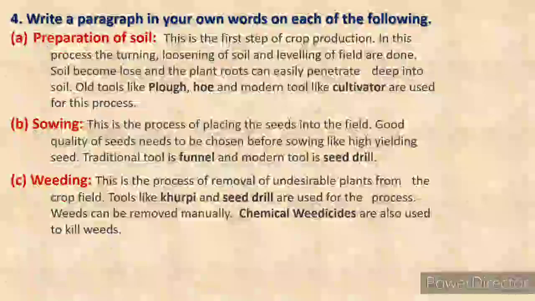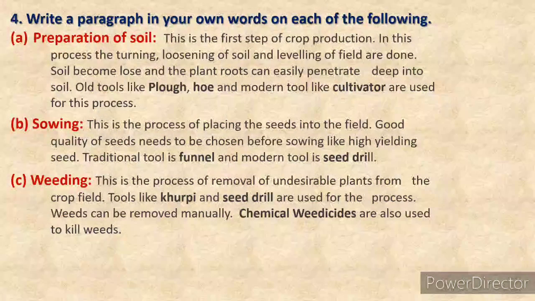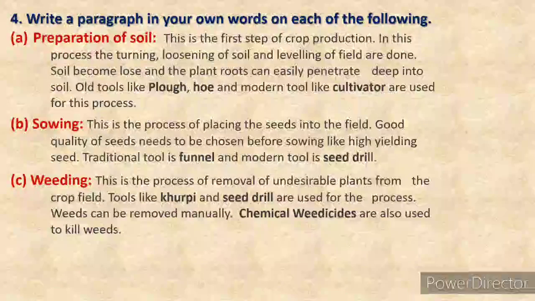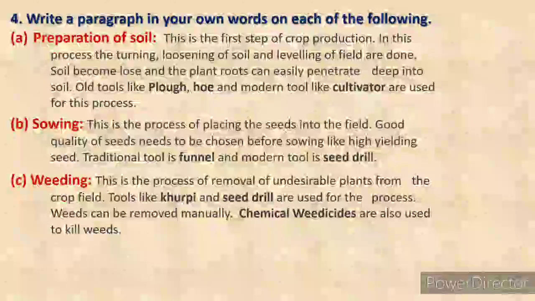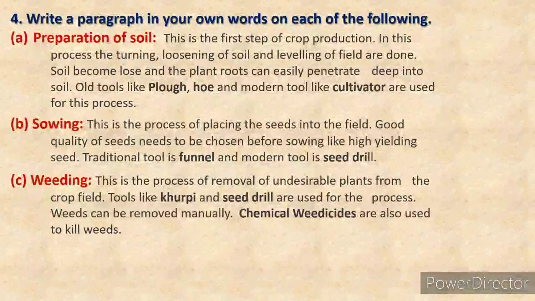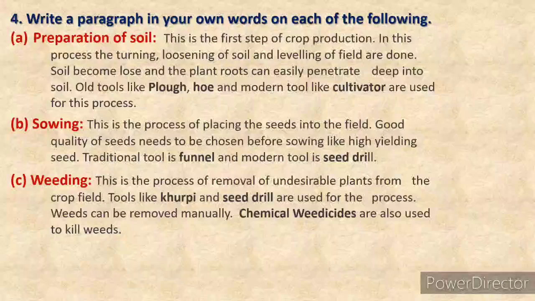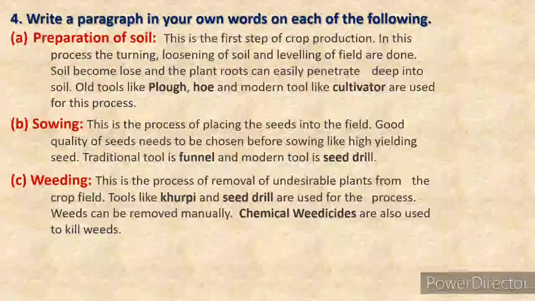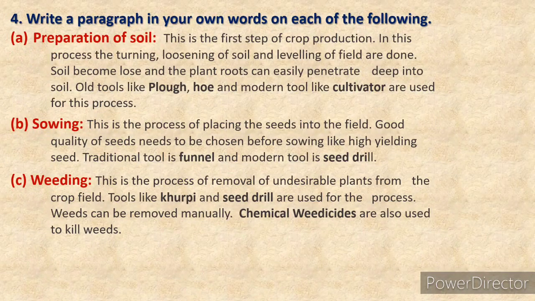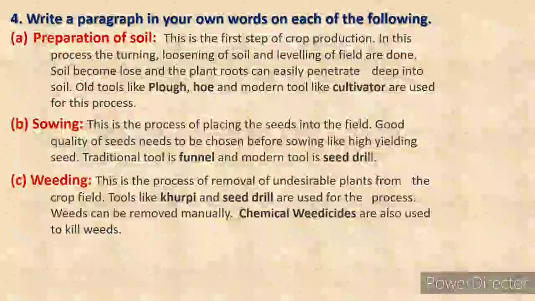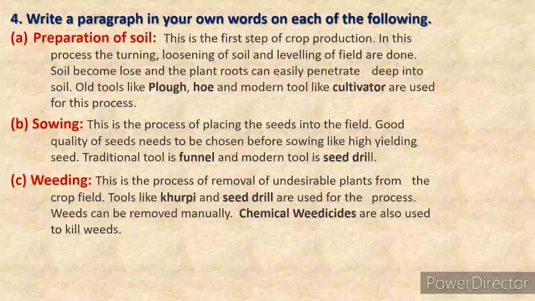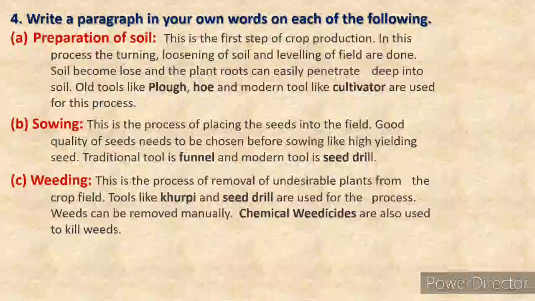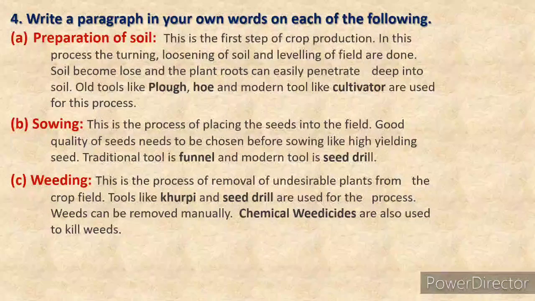Next one is weeding. Weeds are the unwanted plants that grow beside the crop in the field. They could harm any crop, so we need to remove them. To do this, we have some tools like khurpi, seed drill. We can do it manually also, and we can use chemical weedicides to kill those weeds.